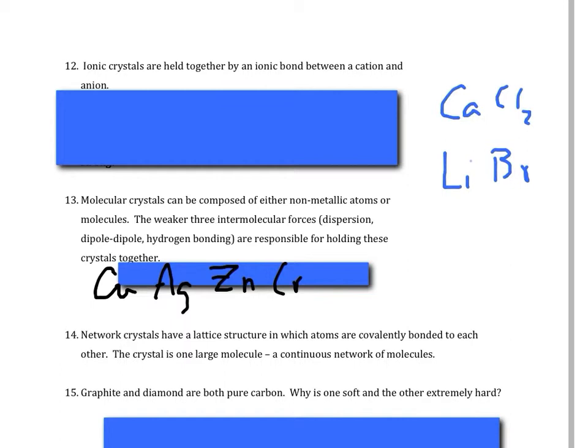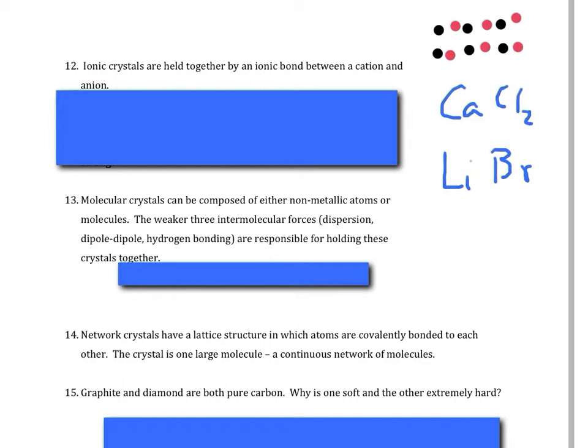And I'll draw a pattern here. These will be the positive ions, let's say, and then in between them will be the negative ions, and this is a classic fixed pattern and shape of positive and negative ions. Remember, the positive ions are called cations, the negative ions are called anions, and this pattern is called a crystal lattice.